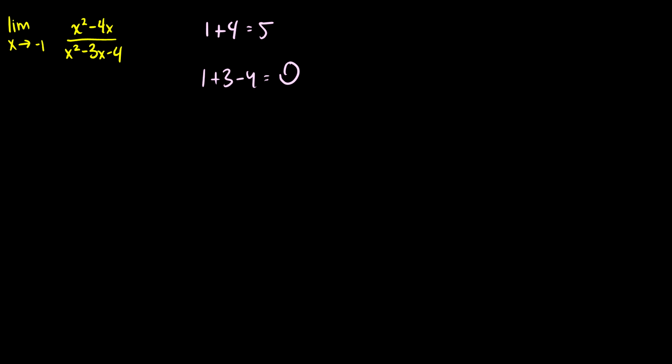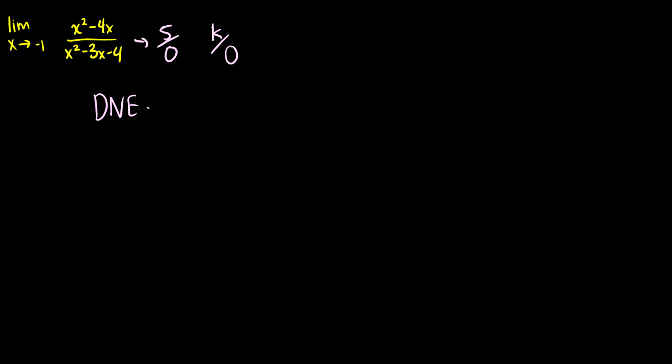So this is going to tend to 5 over 0, which means here that we have a constant k over some 0. Therefore, this limit does not exist.